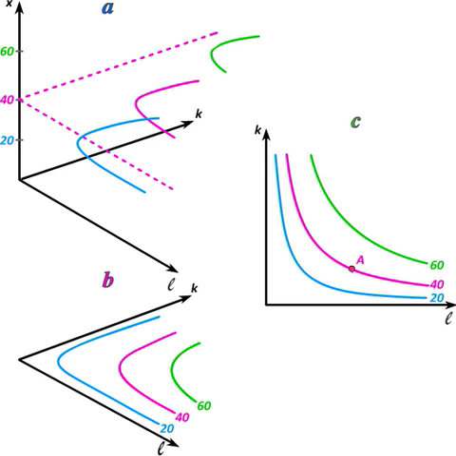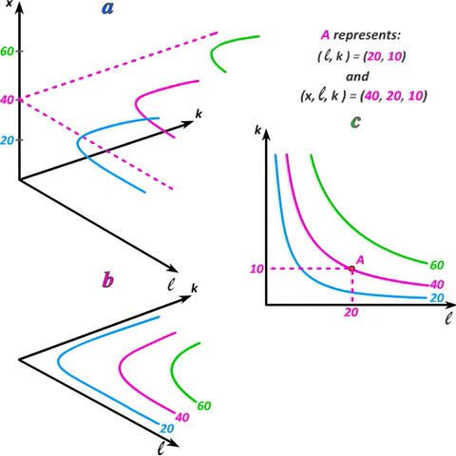A point like A can then be interpreted in two different ways. Strictly speaking, point A is an input bundle, the input bundle that contains 20 hours of labor and 10 units of capital. But when we combine it with the label on the magenta isoquant, we can also say that A represents a production plan. It represents the production plan that tells us to use 20 hours of labor and 10 units of capital to produce 40 units of output.